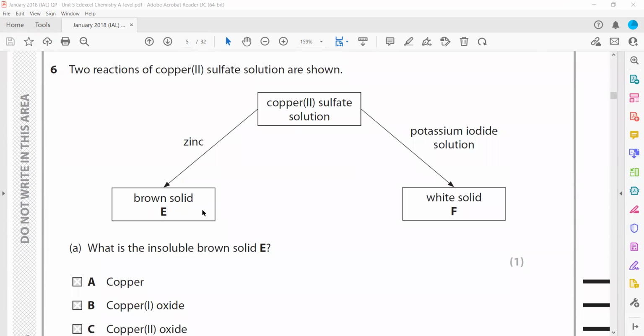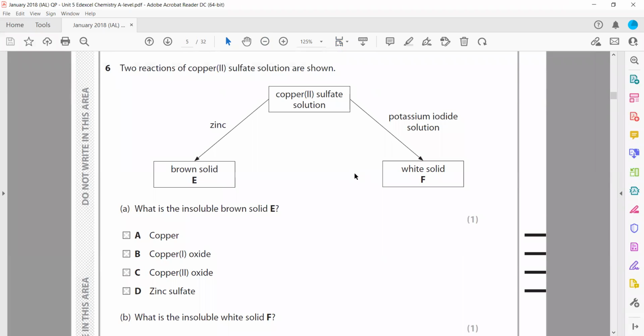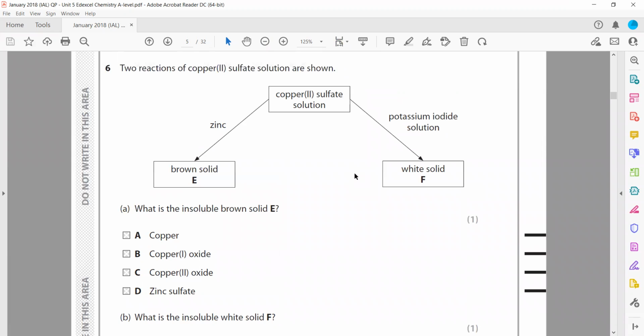Then two solutions of copper sulfate. One is forming a brown solid, and the other one, using potassium iodide, is forming a white solid. What is insoluble solid E? Brown solid. What is the brown solid?